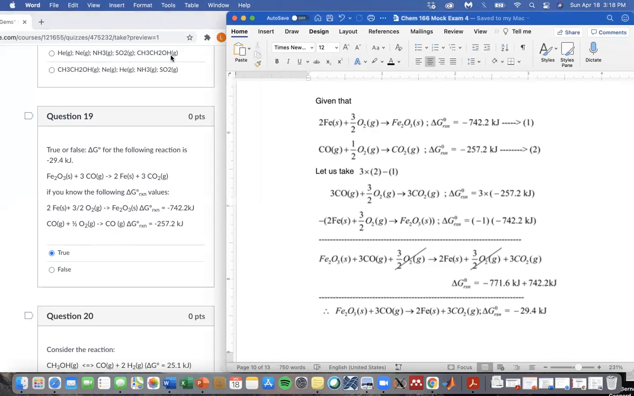This is like Hess's law, right? Pretty much Hess's law. Yeah, it might not be called Hess's law because it's delta G instead of delta H, but it's literally the exact same thing. Okay, thank you.